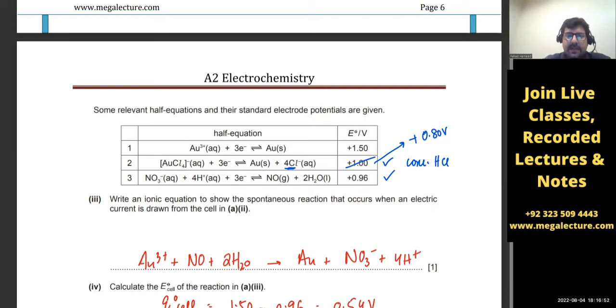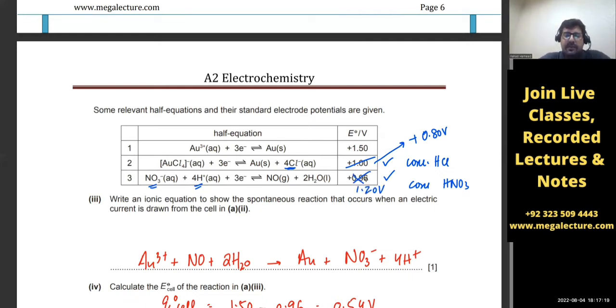And similarly, what will happen if you use concentrated nitric acid? Now, nitric acid is H+1 and NO3 -1. Now, if you use concentrated nitric acid, where will this equilibrium shift? This equilibrium will shift forward. If it shifts forward, the potential increases. So instead of 0.96, it will be, let's say, 1.20 volts, right?